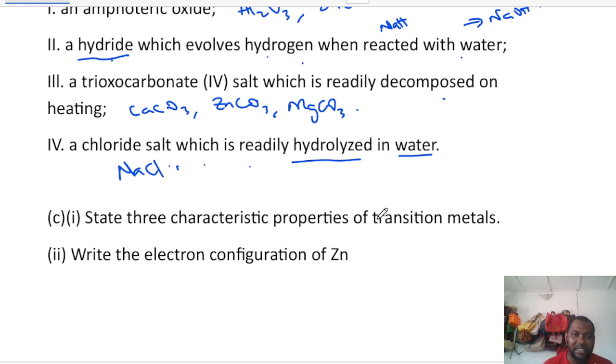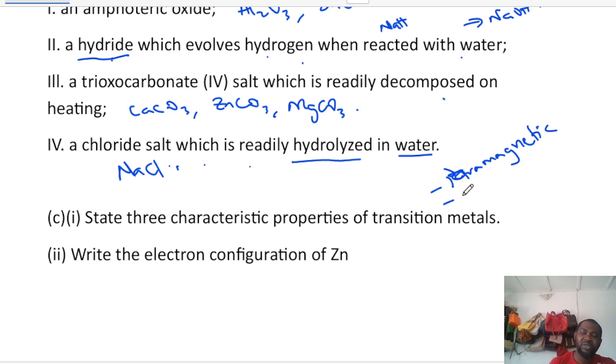Okay, the C here says (i): state three characteristics or properties of transition metals. Very easy. Transition metals are very wonderful and have certain properties. Number one, they are paramagnetic. That means they can be influenced or attracted by a magnet. That's one of them. Maybe I should write this down. Paramagnetic, P-A-R-A, magnetic. Okay, that's the first one.